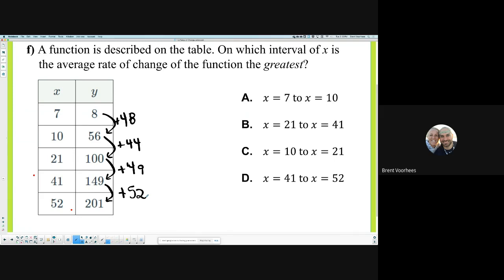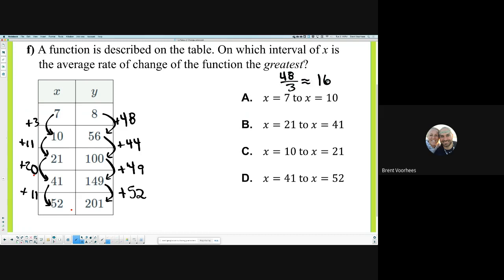So does that mean the answer is from 149 to 201? No. Why not? Because the x increases too. You have to divide by the x's. So what's this x increased by? 3. This is an increase of 3. What about here? 11. What about here? 20. And finally, 11. So you have to divide. What is 48 divided by this one right here? It would be 48 divided by 3.